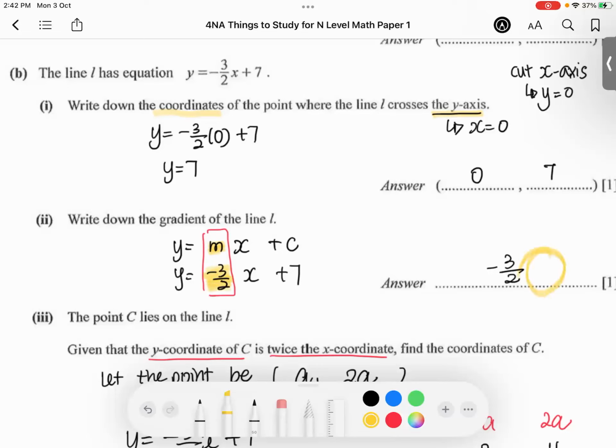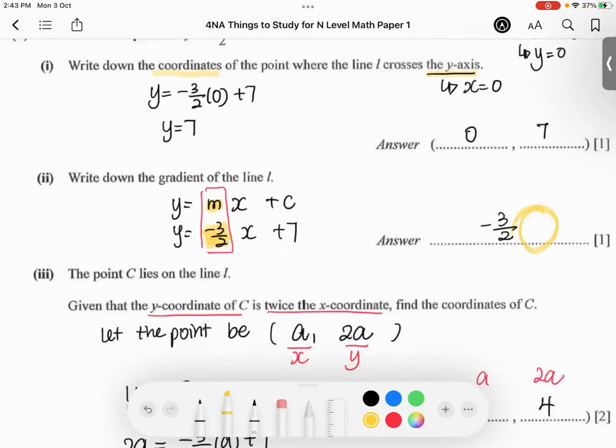Notice I did not put any x down here. There is no x. I just want the number, the coefficient, the number in front of the x. So it should be just negative 3/2. Students who write negative 3/2x will be marked wrong. So please take note, only the numerical value, the gradient.